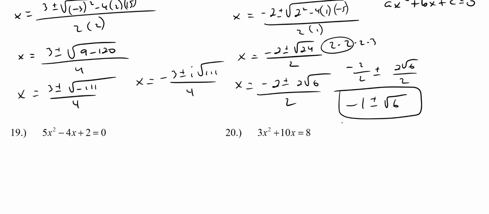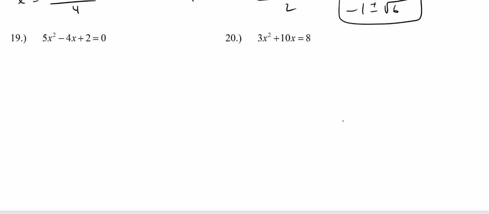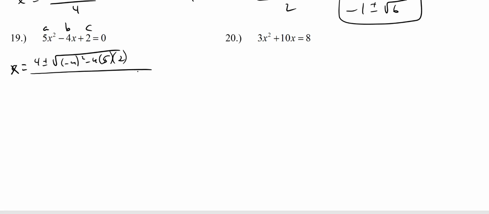Okay? Okay, a little more quadratic formula here. Again, that's my A, that's my B, that's my C. So x equals opposite of B. So 4 plus or minus the square root of B squared, negative 4 squared, minus 4 times A, times C, all over 2 times A.